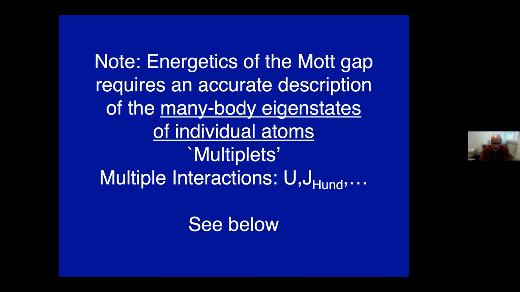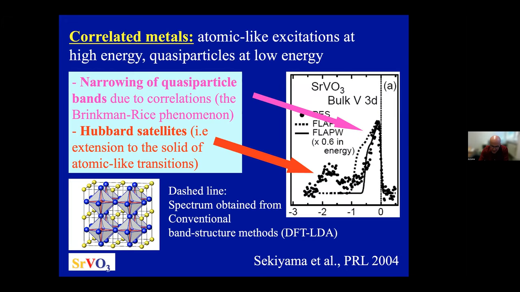There will be additional intra-atomic exchange interaction, for example, the famous Hund's coupling, which plays an important role, as you will see towards the end of the talk. So the second thing I want to say is that this atomic view is not only important for insulators when the system is very localized, but also for metals, actually, when strong correlations are present.